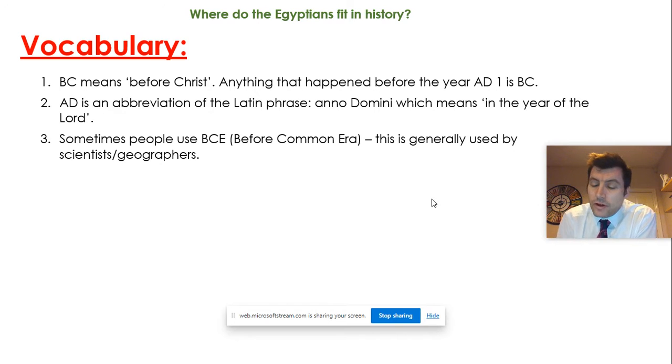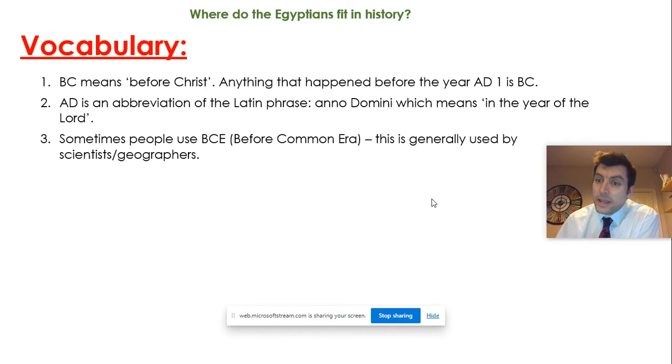Now, some people, whether because they are not a person of faith or just because it's how they prefer to use it, such as scientists and geographers, instead of BC, they sometimes say BCE, before the Common Era. Okay, so BCE, and that's synonymous, means the same as BC. Okay, so those are some points of vocabulary.